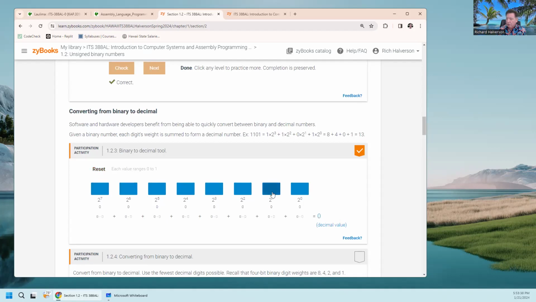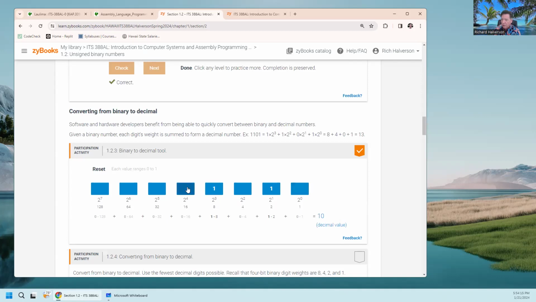Reset. Okay, so 1 0 is 2. 1 0 1 0 is 10. 1 0 1 1 is 11, and so on. 1 1 1 0 is 14, and so on. And so what you do is, let's say it's this, you take 2 to the 0 power is 1, 2 to the 1 power is 2, 2 to the 2 power is 4, 2 to the 3 power is 8, 2 to the fourth power is 16.